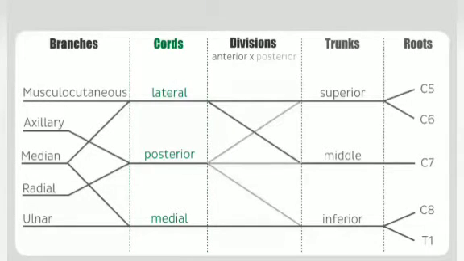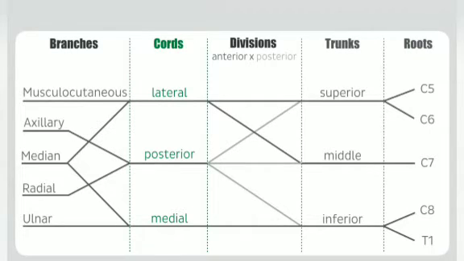The cords are named in relation to their position around the axillary artery. So the lateral cord is located lateral to this artery, the posterior cord posterior to this artery, and the medial cord medial to this artery.